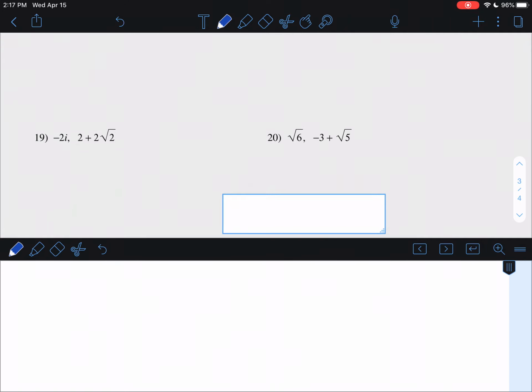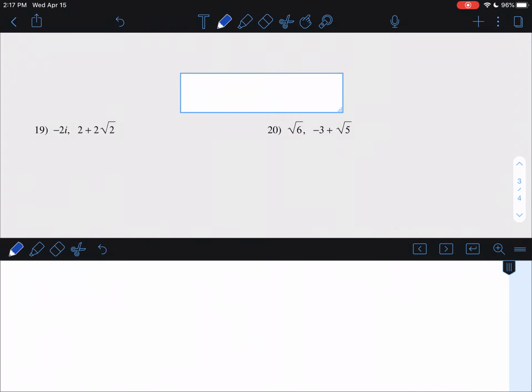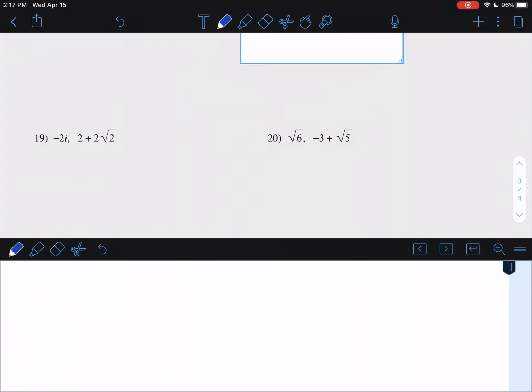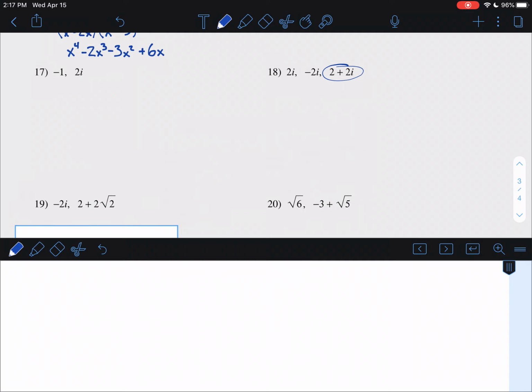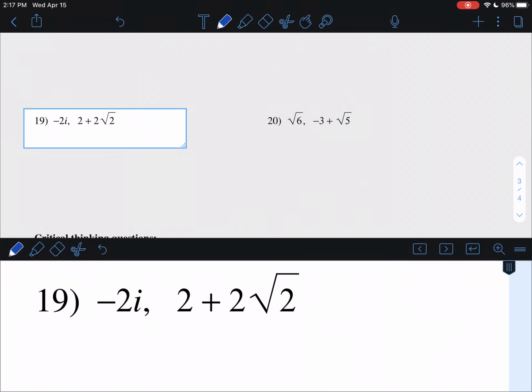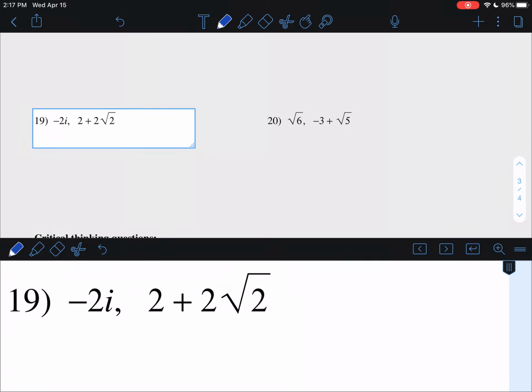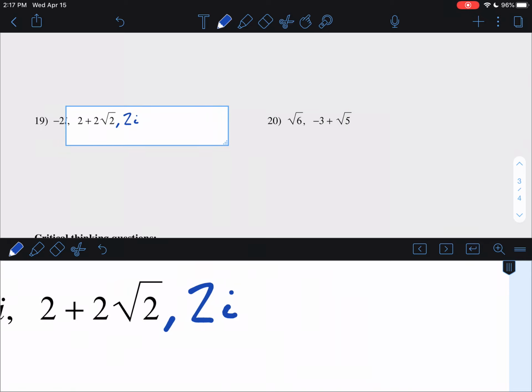Let me see. What's a decent one I can do? I think I'll do number 19. That one looks decent. Okay, so we have these 2 roots, and both of them require complex conjugates. So if I have negative 2i, that means I also have to have positive 2i. And if I have 2 plus 2 square roots of 2, that means I also have to have 2 minus 2 square roots of 2.